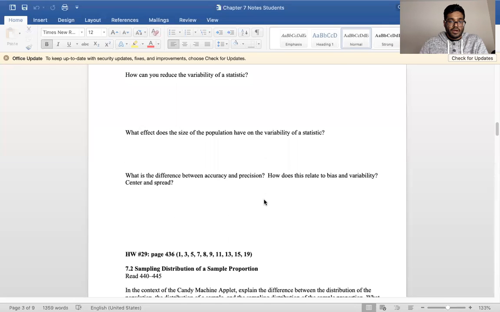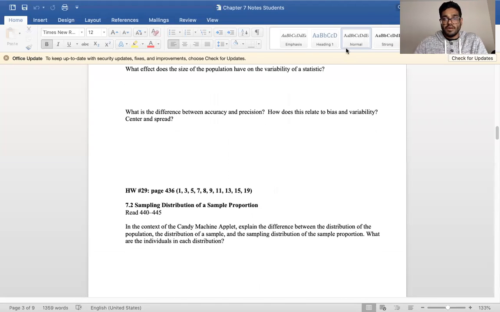Okay. Now, last question in this video before we get to 7.2. What's the difference between accuracy and precision? I'm going to give you the verbal definition, and then show you some pictures that will help. So accuracy measures what you're supposed to measure, right? And so this is related to bias.